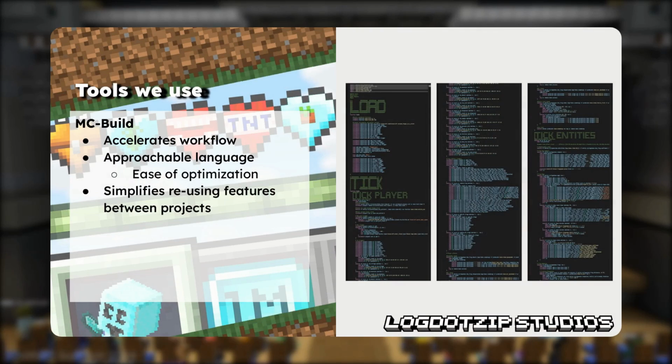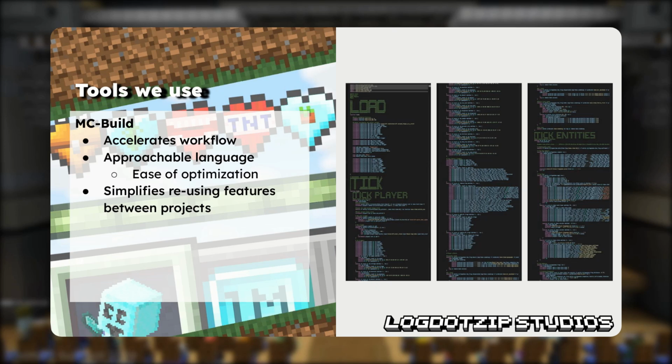We use a number of tools across all of our projects. Some of them every project, some of them only depending on the type of video, the type of format that we're doing. But one that we do use for every single project is MC Build. MC Build is a preprocessor. They have a booth here at the Smith Summit. And we use it primarily because it accelerates our workflow.